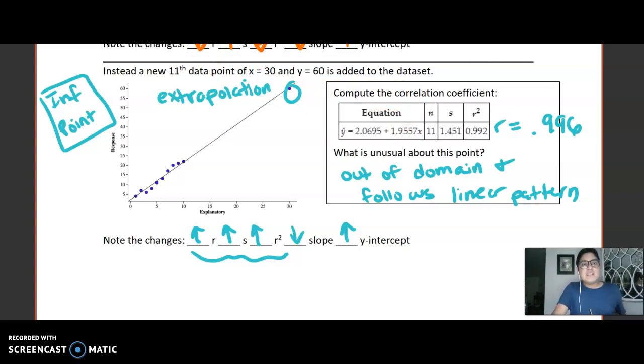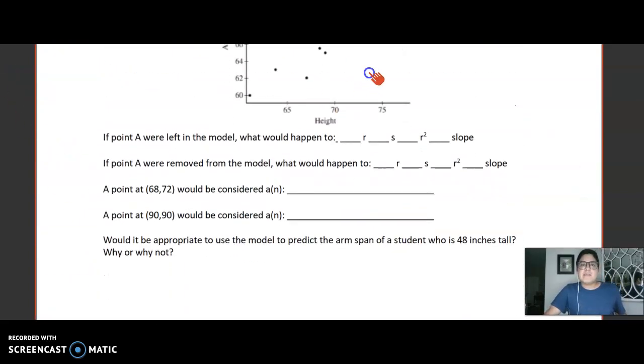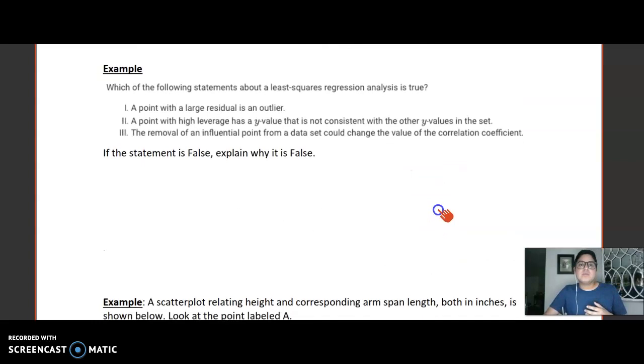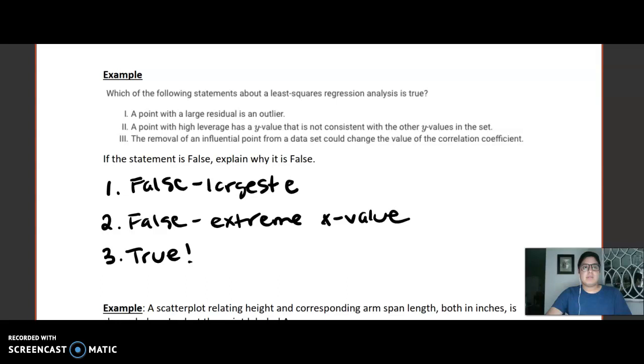So what I need you to do now is pause the video and go ahead and look at these examples here. So this one talks about what happens when we have this unusual point in the data set. And then this one is just good old true or false, which is a very popular component on the AP exam. So go ahead and pause the video and try out these example problems for yourself. So good luck.